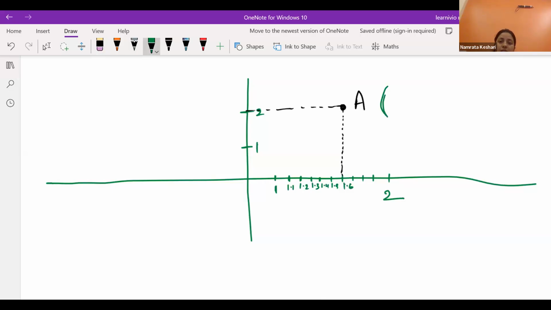Are you getting it? Yes, ma'am. So the coordinate will be positive 1.6, comma, positive 2. Is it clear? This type of question I can only ask if I am giving you graph paper.